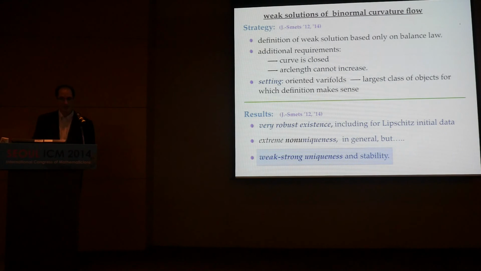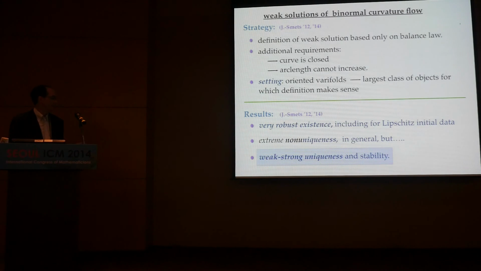Okay, and so in our study of weak solutions of binormal curvature flow, our strategy is, first of all, we have a definition of weak solution based only on the balance law, with some additional requirements. We require that the curve be closed, and we require that the arc-length can increase. The setting is what's called oriented variables, and so these would be, roughly speaking, again, the largest class of objects for which the definition makes sense.